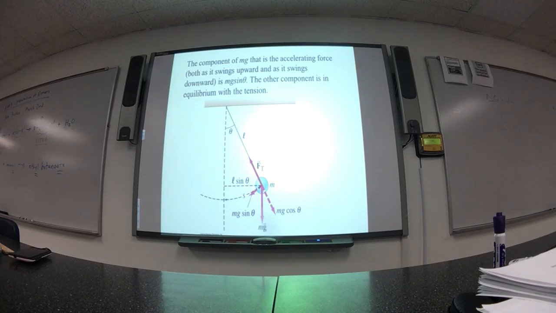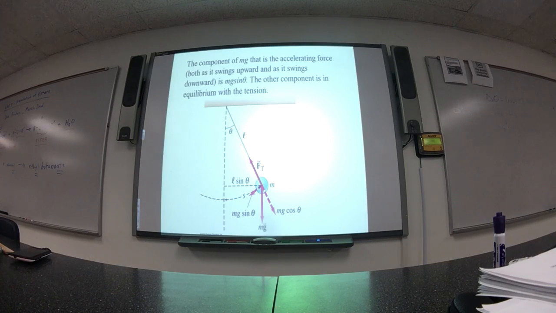But in this new rotated coordinate system, the x component of weight does not cancel out and points in the direction of equilibrium. So I end up getting this restoring force that looks like mg sine theta.